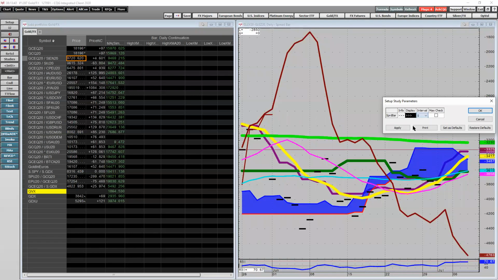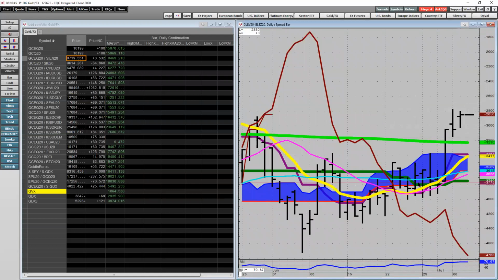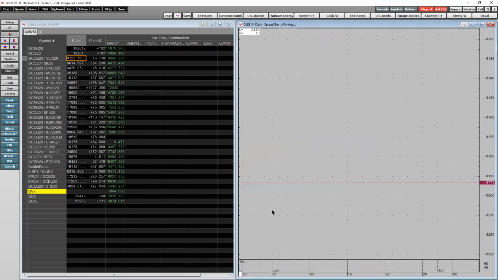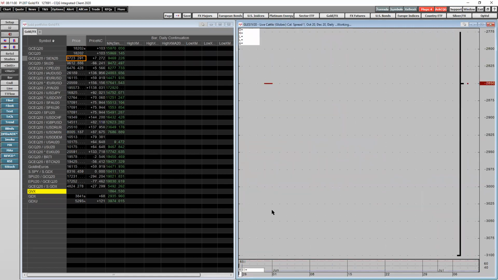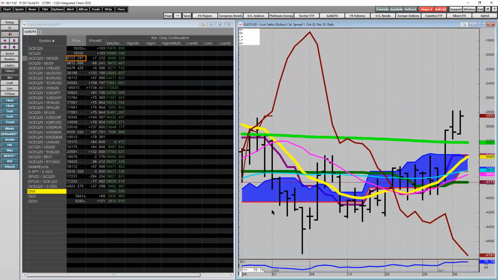But also, let's type in something else now. Type in GLE S1 V. I think they have spreads. Let's see. Hit enter. Okay. Calendar spreads. Now this is a calendar spread futures.